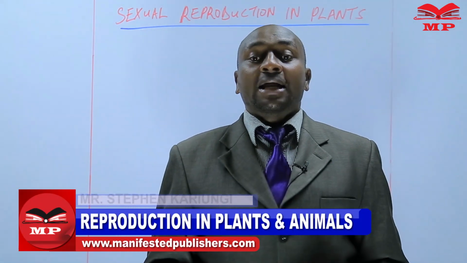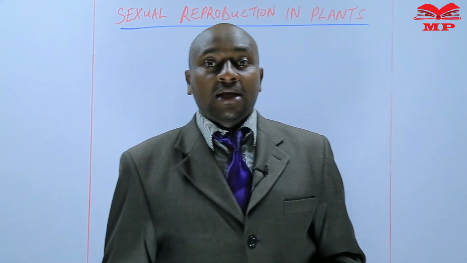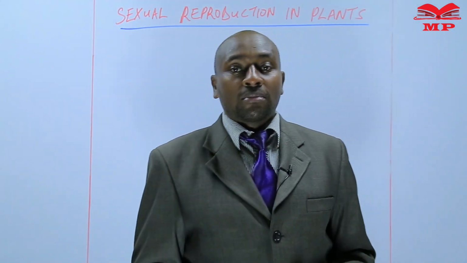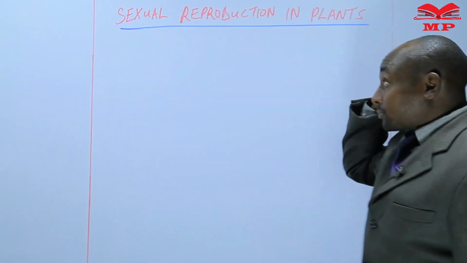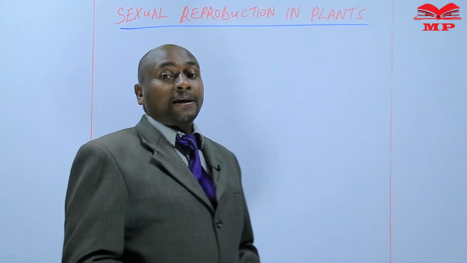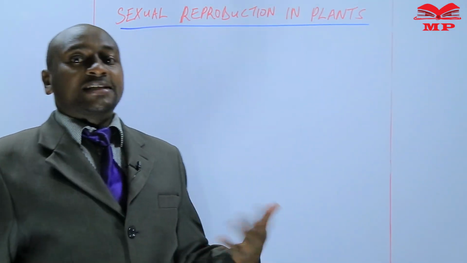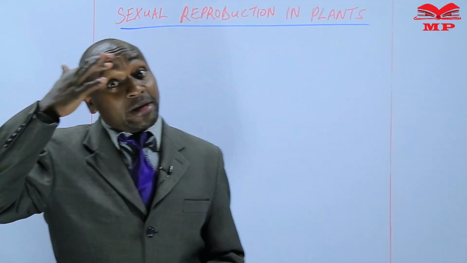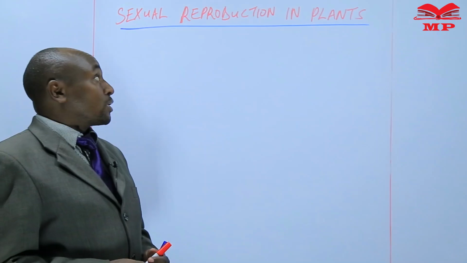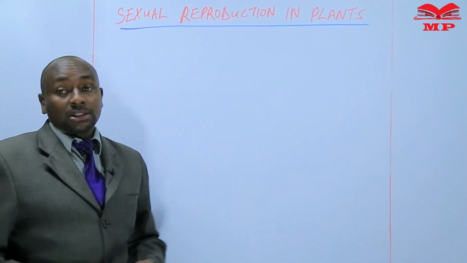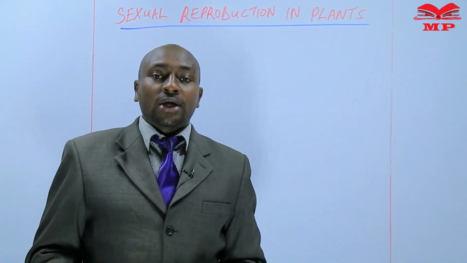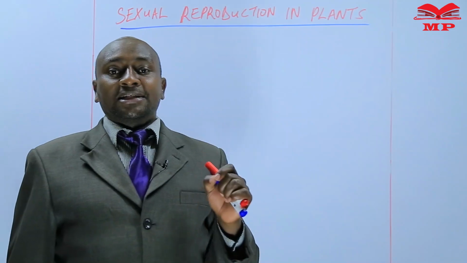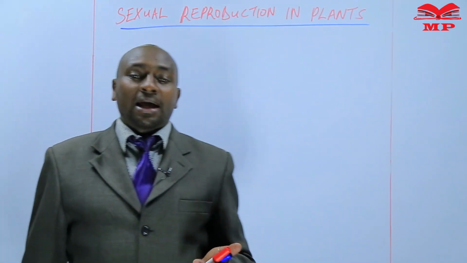Today we are going to discuss sexual reproduction in plants, a topic in Form 3, and this is our continuation from our previous lessons that we've been going on with. So I want us to first of all refer to what we learned earlier about the two types of reproduction. We have two types. We have what we call sexual reproduction, and we have asexual reproduction. So basically, today we are going to look at sexual reproduction as it applies in plants.